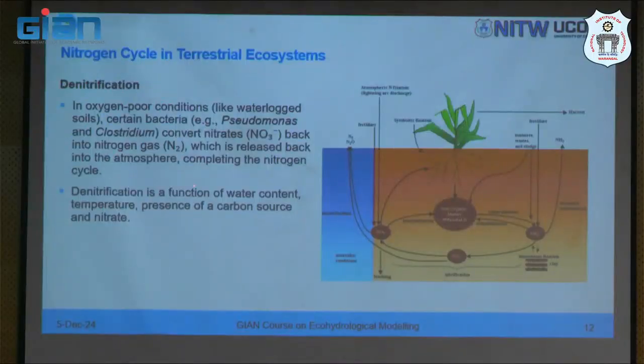So denitrification is a function of water content. What is the water content in your soil profile? Temperature, presence of a carbon source, and nitrates, right? So all these are represented in a very qualitative way, but similar to what I said, in all modeling we have to represent it in terms of mathematical equations. So many researchers have developed these processes in a mathematical form, which is incorporated in the model.